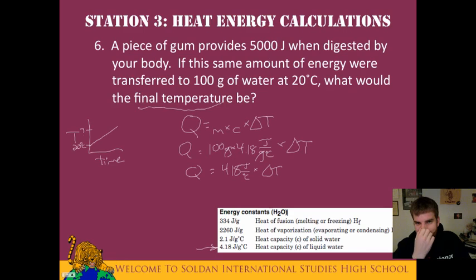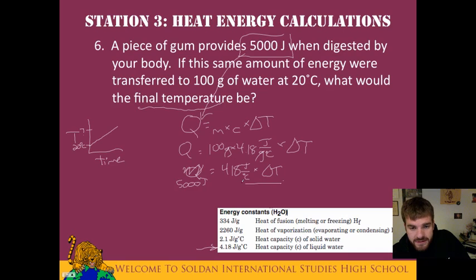Oh my gosh, I didn't plug in Q. Q is 5,000. So if this was in class, one of you would have stopped me. Look, this is 2 variables. I can't solve for 2 variables here. I'm just getting lazy. 5,000 equals 418 times delta T. So where I'm getting that 5,000 is right here. It plugs into Q. Now I divide both sides by 418.